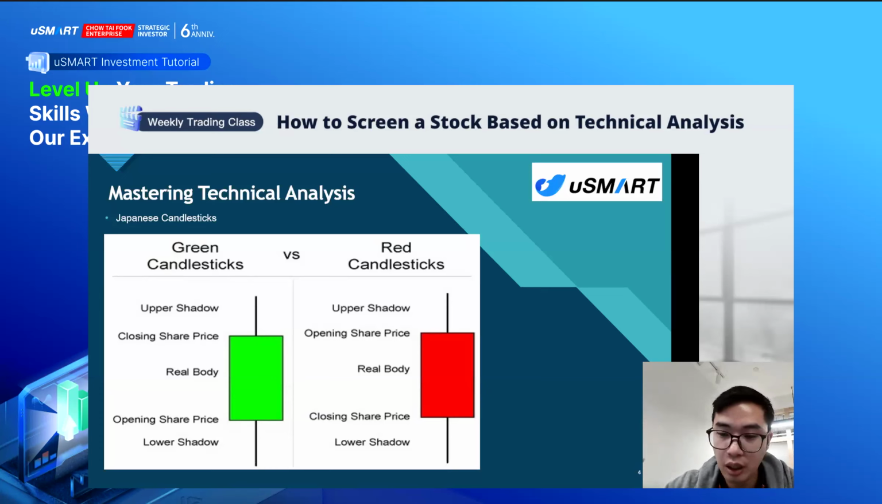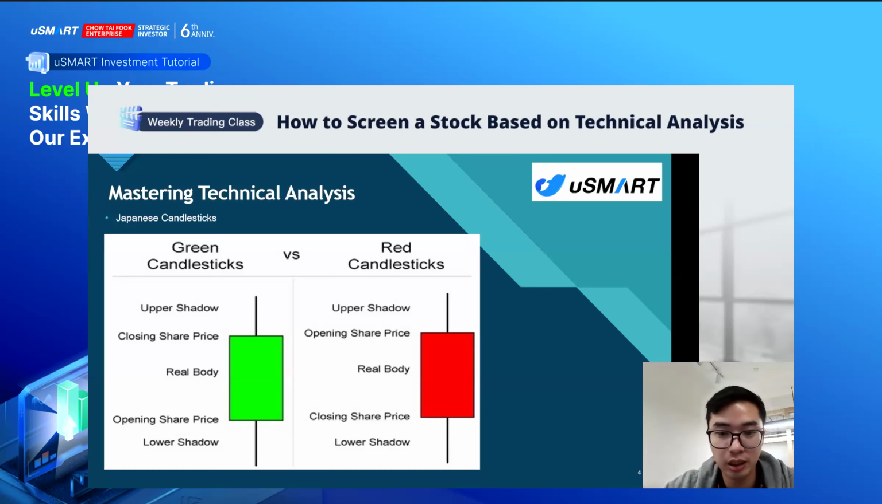So you all can see, usually the bullish candle closes at a high price. The opening share price will be at the low, and the closing share price will be at the top of the solid candle. The upper shadow and the lower shadow will be the highest and the lowest price of the day.